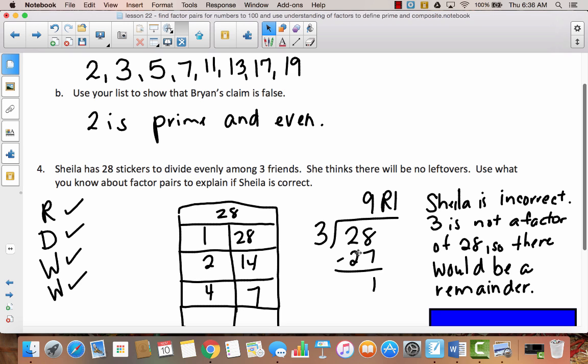All right, so today we learned about prime and composite. Remember that prime means it has exactly 2 factors. Composite means that it has more than 2.